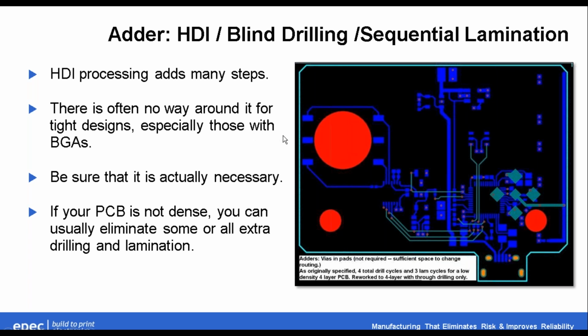There's often no way around it for tight designs, especially stuff with BGAs, because BGAs just crowd everything else out. So you want to be sure when you're using HDI processing that it's actually necessary. If your board's not dense, you can usually eliminate some or all of the extra drilling and lamination. And this board right here is a fairly simple board, which incredibly, at 4 layers, required 4 different stages of drilling when we first got it. And I had to take it apart and help the guy simplify it.